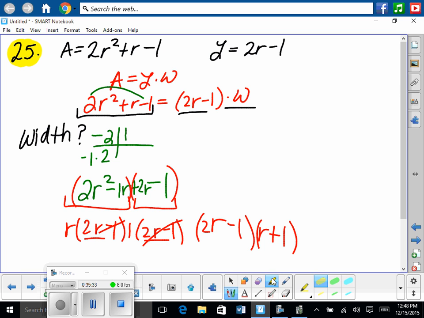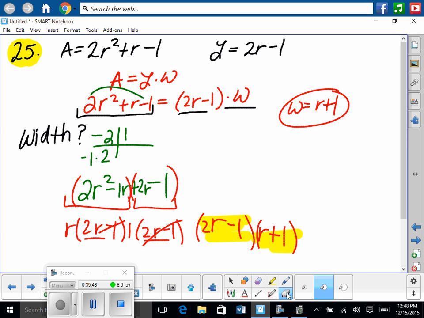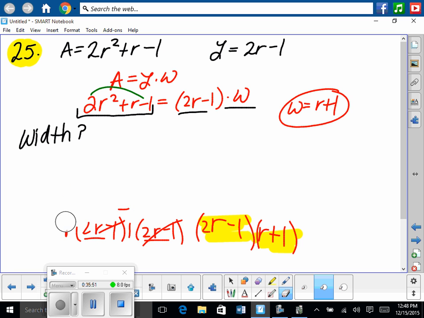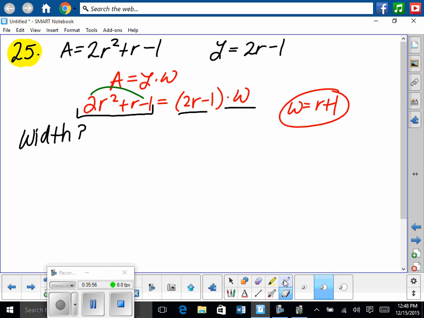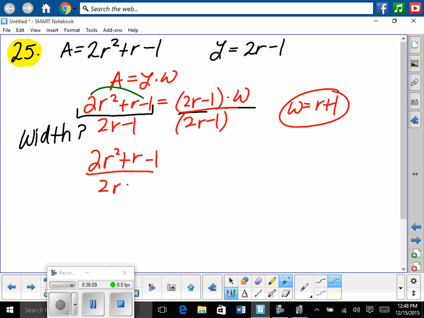So if this is our length, then our width must be r plus 1. So we'd say our width is equal to r plus 1. That's one way of doing it. Or another way of doing it is to say, okay, well, I know how to divide polynomials now that I have learned that from Miss Christensen. So we could also do it that way. We could say, okay, so now to solve for width, I divide both sides by 2r minus 1. So on top I have 2r squared plus r minus 1. On bottom we have 2r minus 1.